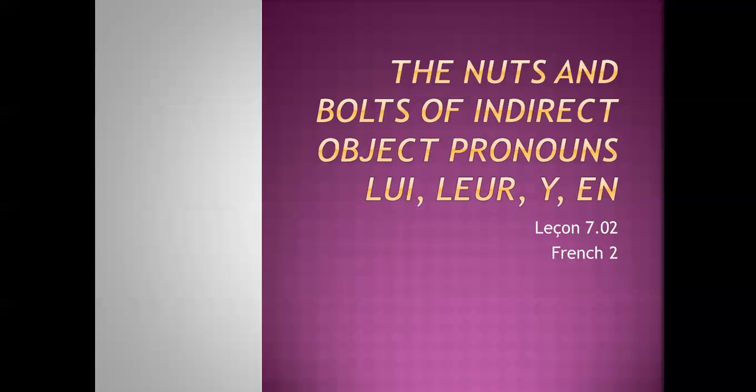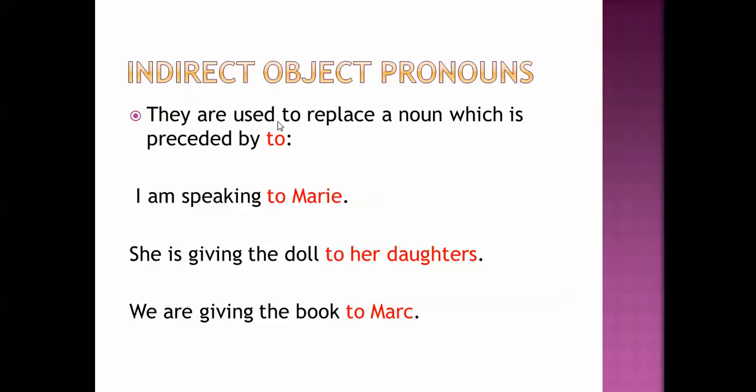Bienvenue, welcome. So what we're going to talk about today on this short video is the nuts and bolts of indirect object pronouns, which are lui, leur, y, and en. As always, I hope you have your French notebook with you and you're ready to take notes. Please pause the video whenever necessary, because note-taking is good and you can use your notes to help you do your assignments, tests, and quizzes. Alrighty, here we go. On y va.